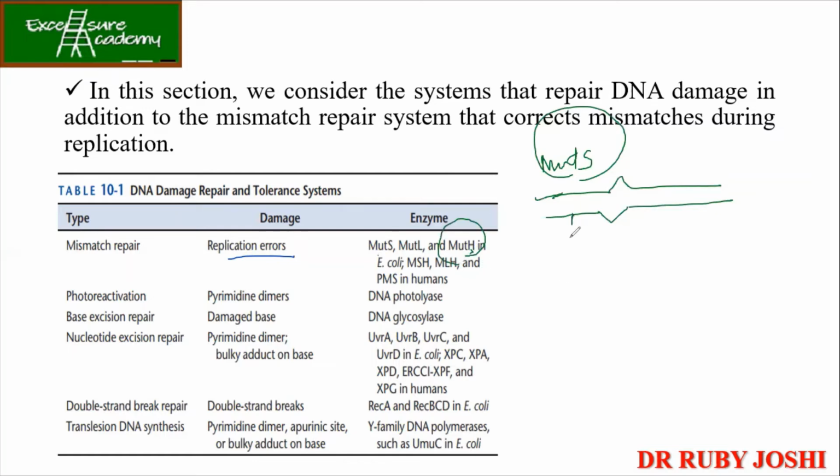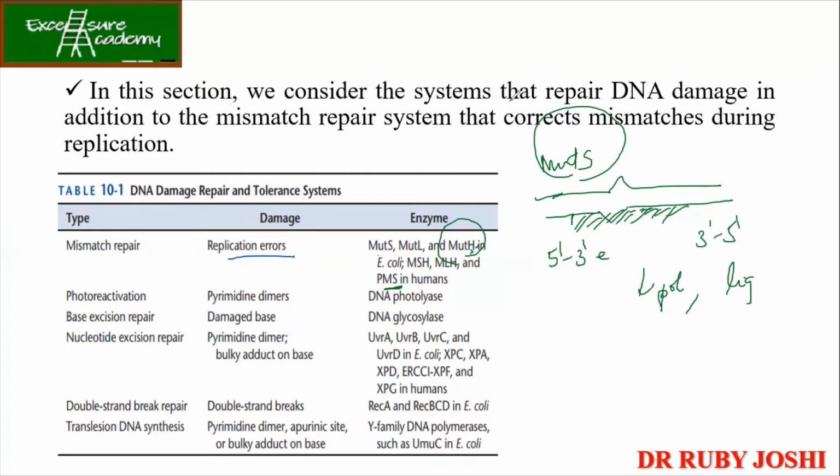Then it is going to make a cut depending on the directionality, whether it is a 5' to 3' exonuclease or a 3' to 5' exonuclease that will chop off. Only the nick is made by MutH. Later, these exonucleases will come and remove the extra stretch of nucleotides. Then the polymerase and ligase will come and reseal the DNA. In the case of eukaryotes, it is known as PMS. Okay. Photoreactivation.